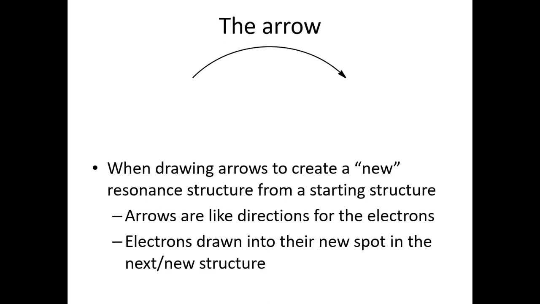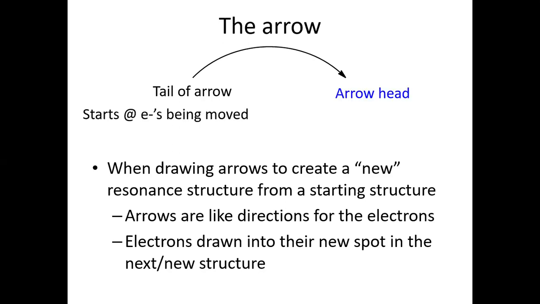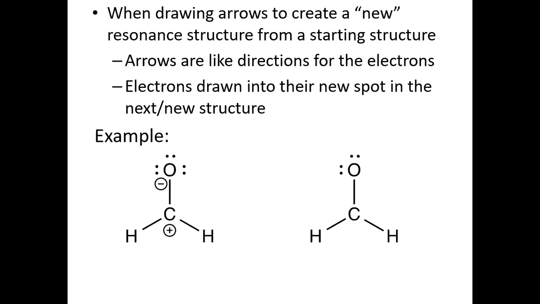You are only moving the electrons, right? So your atom should stay in the same position. You are not changing that in any way, shape, or form. The tail of the arrow starts where the electrons are being moved from. The arrowhead points to where the electrons are going to move. So this arrow is just like, here's where I started, here's where I'm going. Keep that in mind.